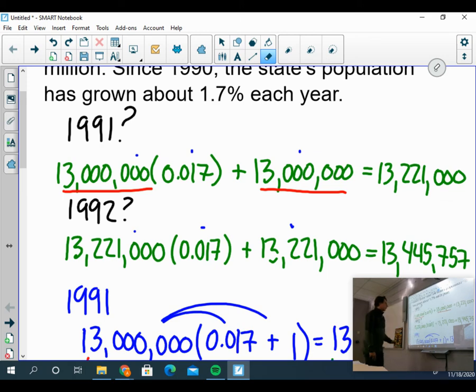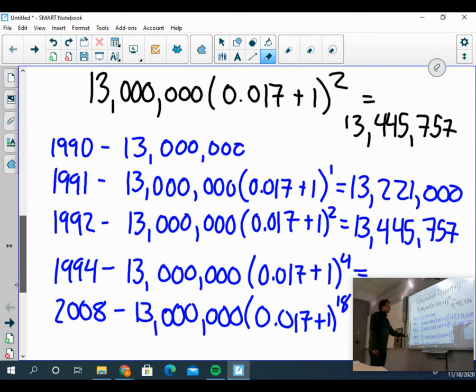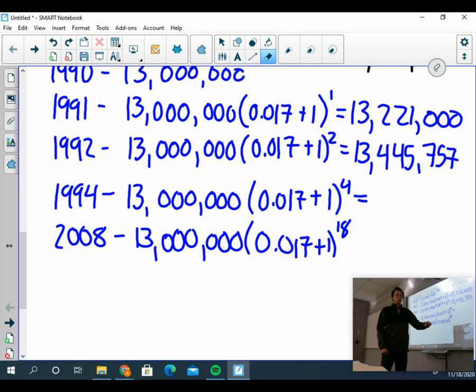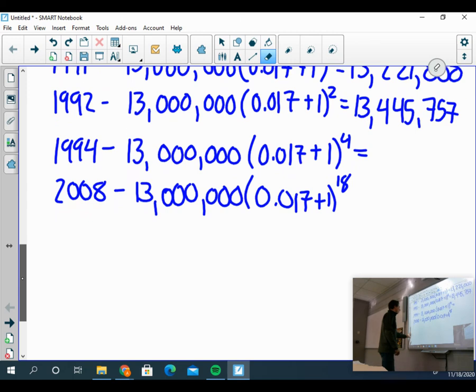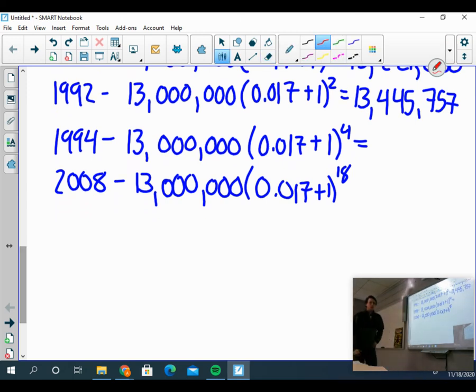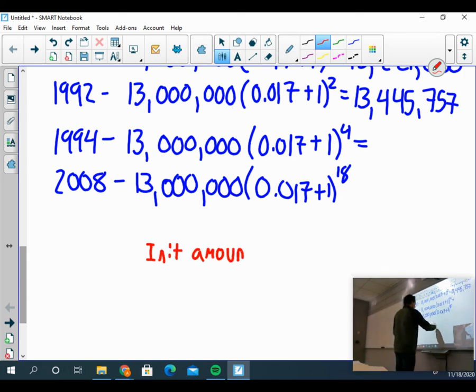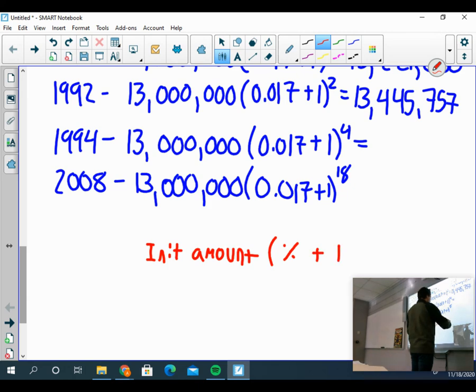But through some different algebra steps, we can see that we have a little formula we could use that makes life a lot simpler. What could we deduce from this formula? Well, think about what our values were. 13 million was my initial amount. In parentheses, I'm taking my percent plus 1 because I'm growing. You can probably bet in your head, what would you do if you were decreasing by a certain percent?